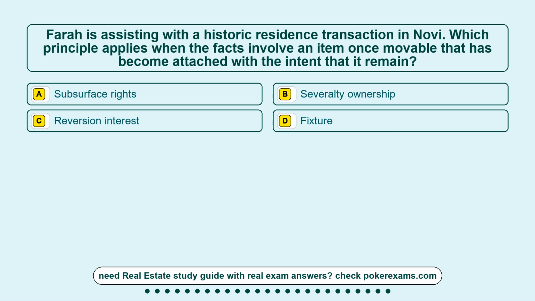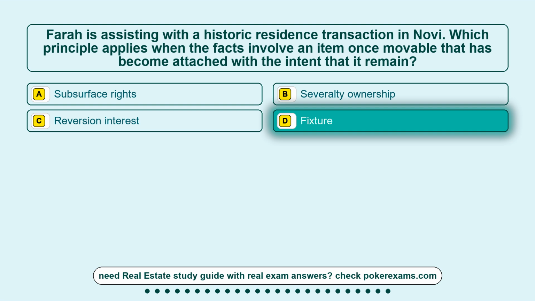Question 25. Farah is assisting with a historic residence transaction in Novi. Which principle applies when the facts involve an item once movable that has become attached with the intent that it remain? Option A is subsurface rights. Option B, severalty ownership. Option C, reversion interest. Option D, fixture. The correct answer is option D, fixture.